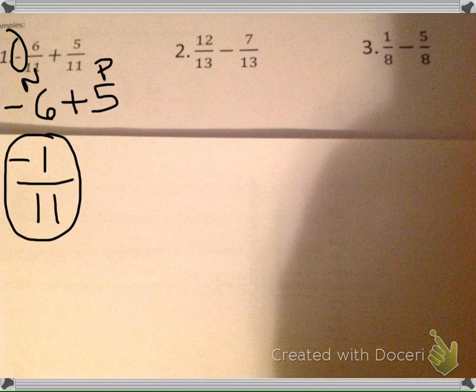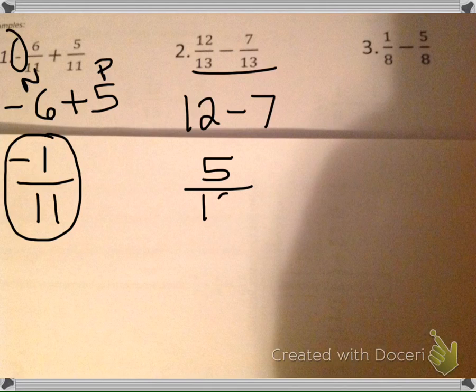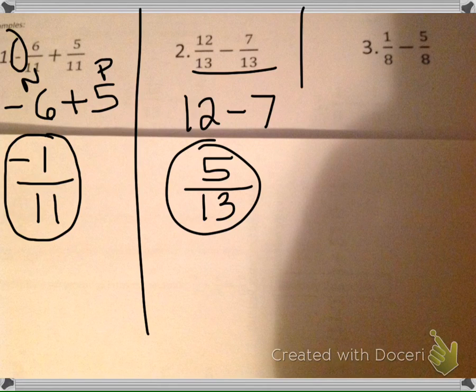Okay, we have 12/13 minus 7/13. We have the same denominator, so that's good. All we're going to do is 12, and that's a positive, 12 minus 7. And 12 minus 7 is 5 over 13. And simplify that if you can. It's already simplified, so we're done.